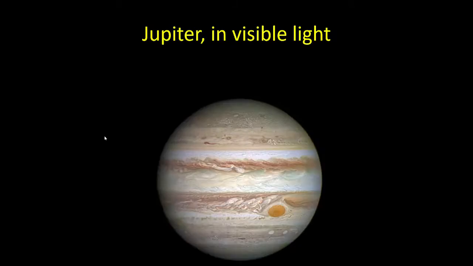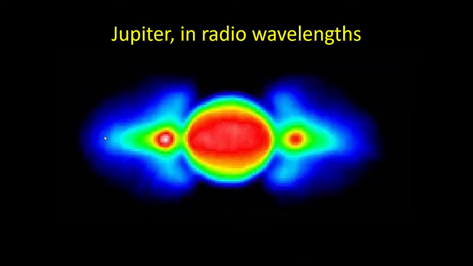Here's a picture of a familiar object. This is Jupiter in visible light. This is Jupiter in radio wavelengths. If we weren't looking at Jupiter in the radio part of the spectrum, we wouldn't even know about all this crazy electromagnetic activity that is going on in the regions surrounding Jupiter. So that's why we look outside the visible spectrum.